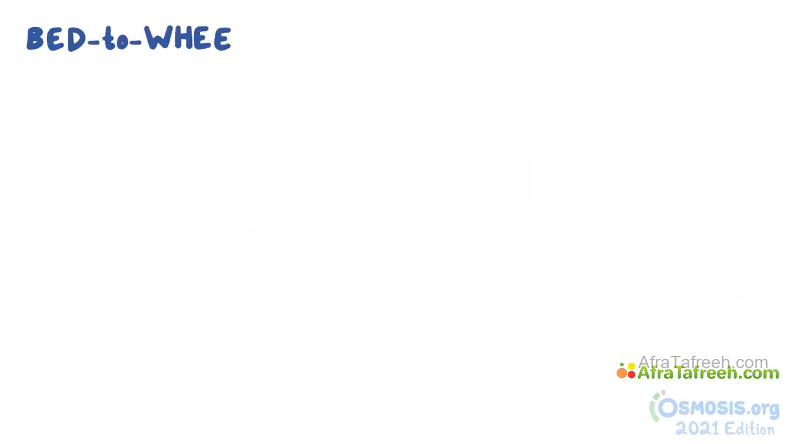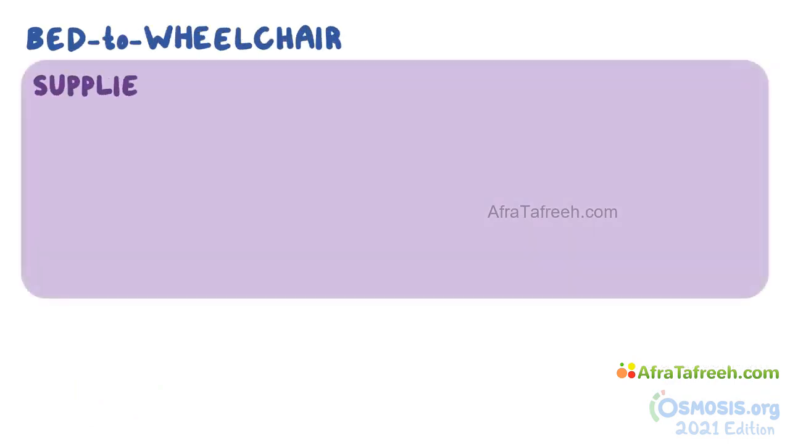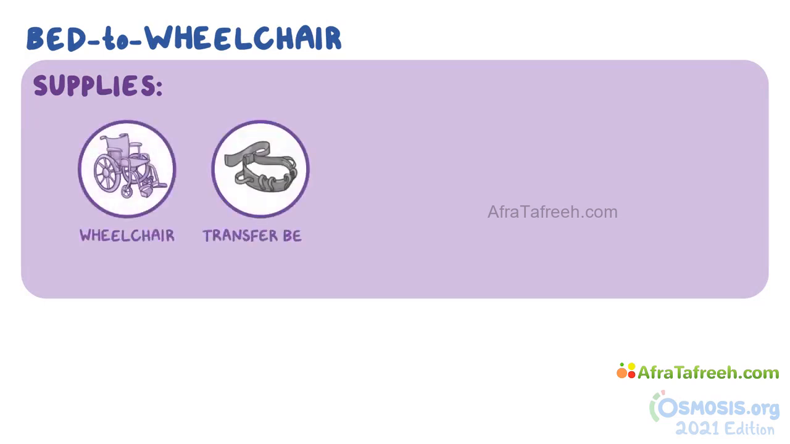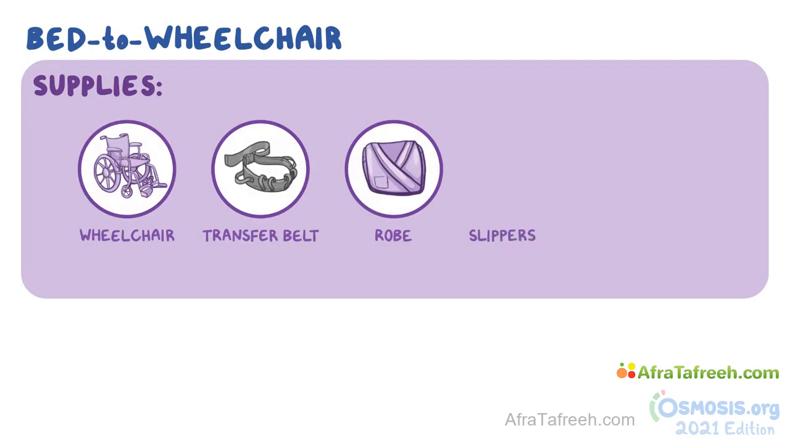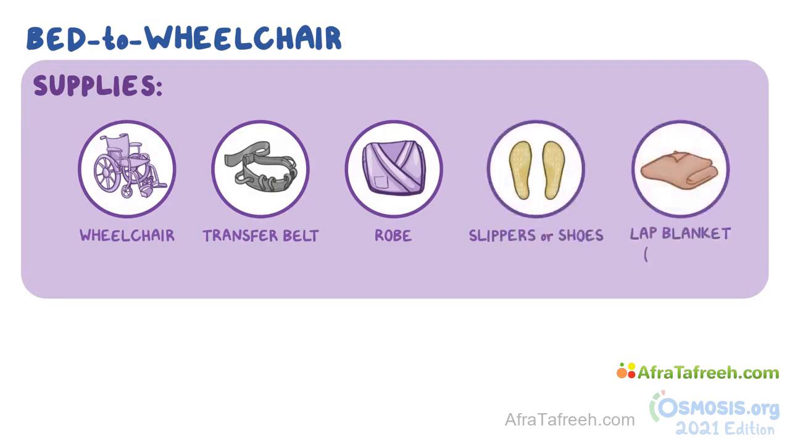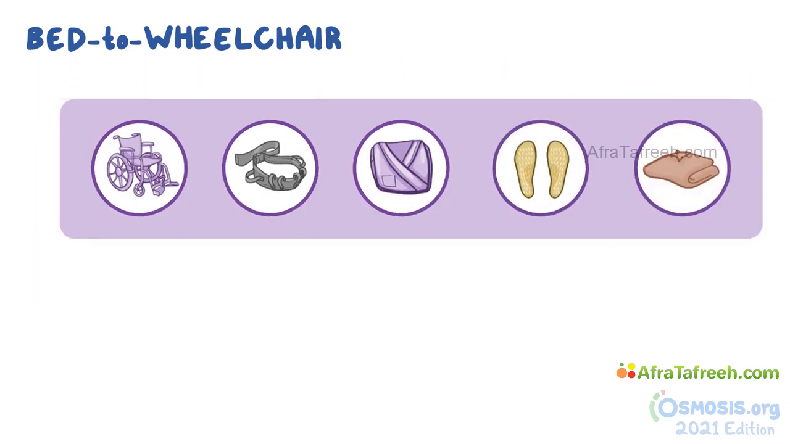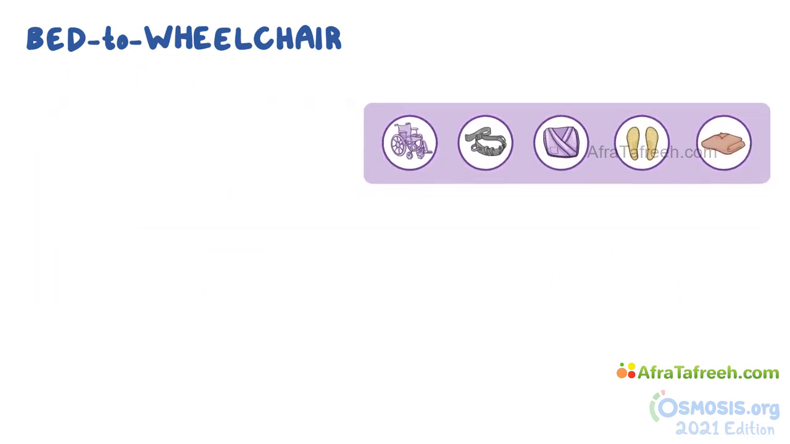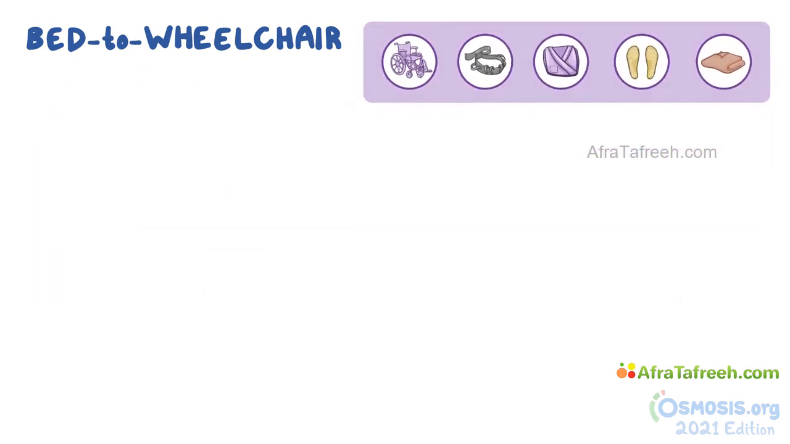Moving on to bed to wheelchair transfer. Supplies that are needed to perform this procedure include a wheelchair, a transfer belt, the person's robe, slippers, or shoes, and a lap blanket, which is optional. First, let's focus on the transfer with the help of one assistant, or in other words, on your own.